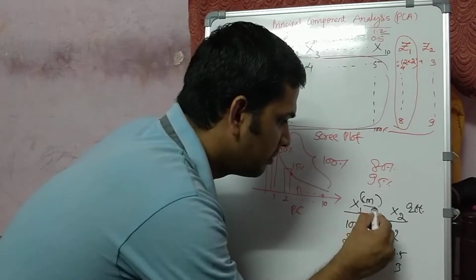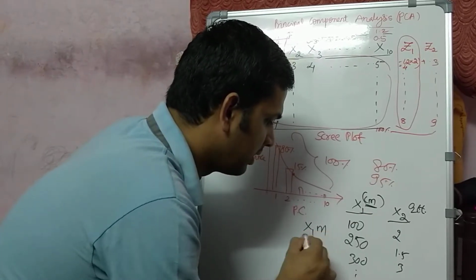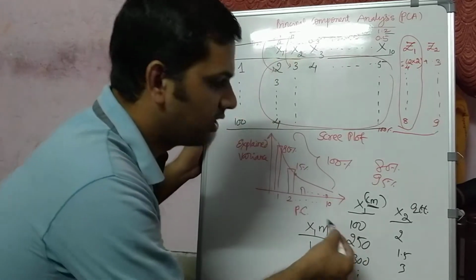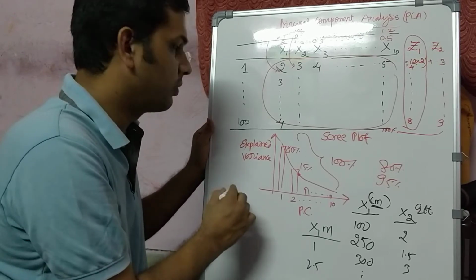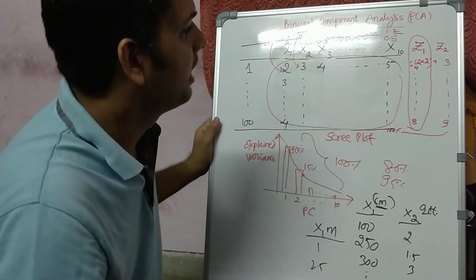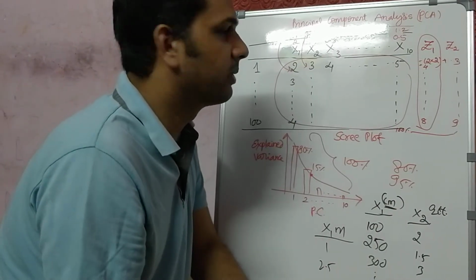So the unit is important. If I measure the same thing in meters, it will be 1, 2.5, and then the loadings will change. So before doing the principal component analysis, we have to standardize the data or make it unit free, and then proceed with the analysis. So this is in brief about principal component analysis.